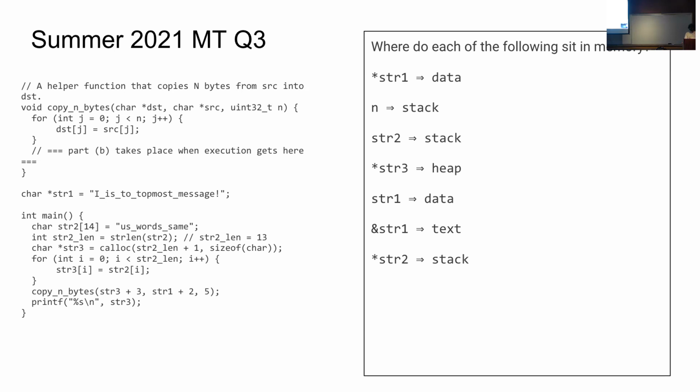So if there's a variable that's defined in main, it would actually be a stack variable because main itself is a function. So I guess your question was, what if it's a global variable?